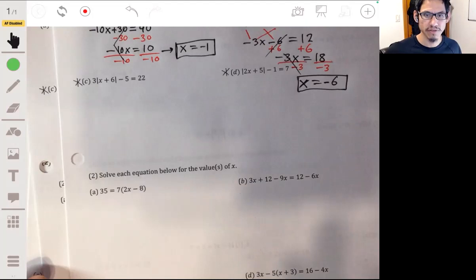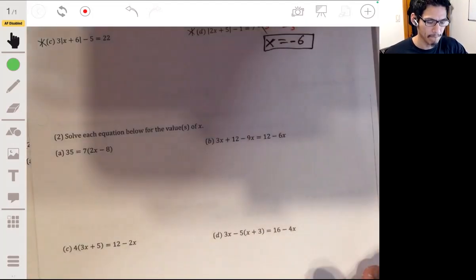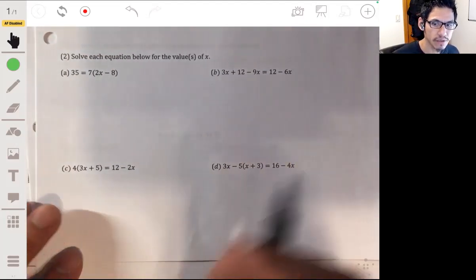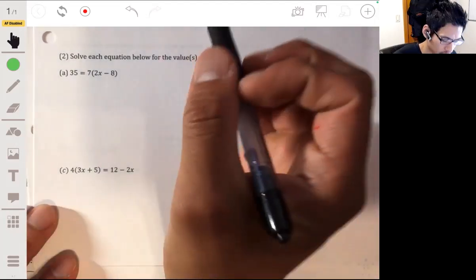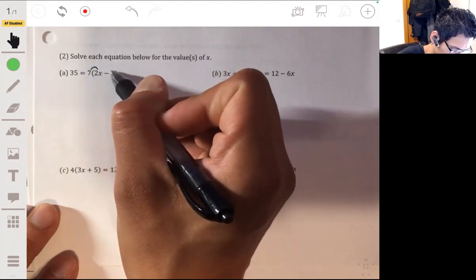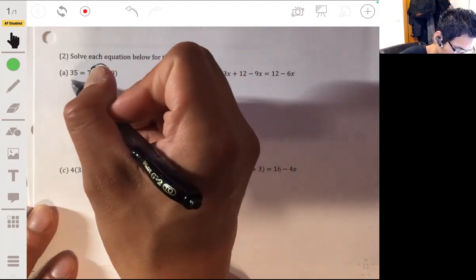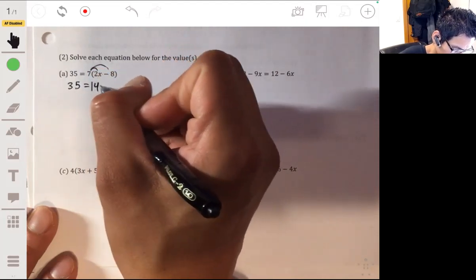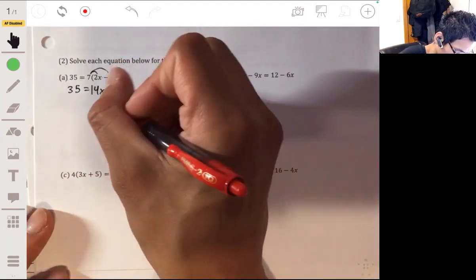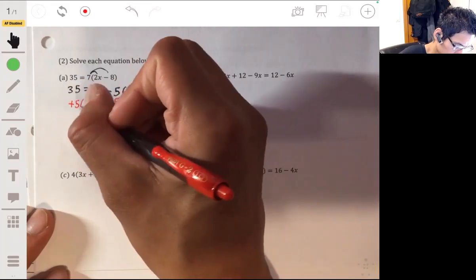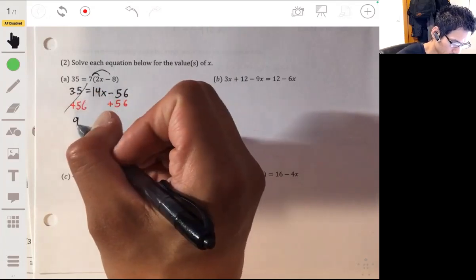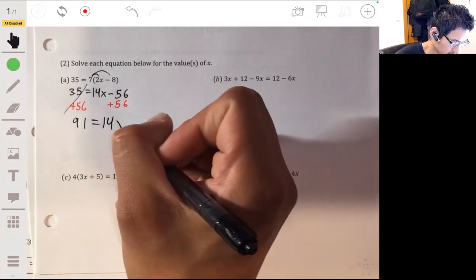So moving on to 2a. Okay, so here we have 35 equals 7 times the quantity of 2x minus 8. So we're going to distribute the 7. We get 35 equals 14x minus 56. Add 56 to each side. We'll get 91 equals 14x.